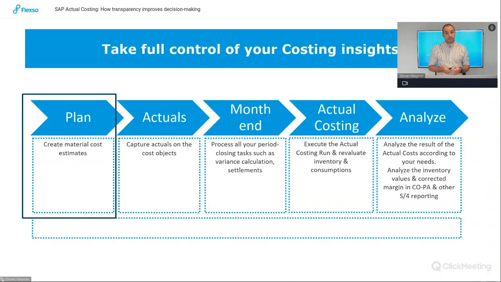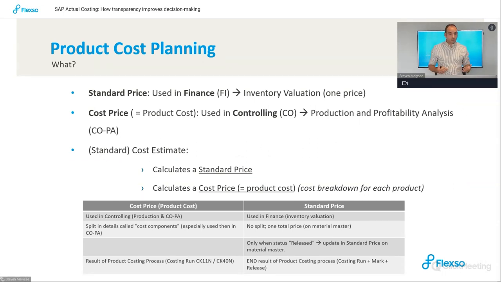Our first step is to plan and estimate our cost price. Now, what is a cost price? An estimated price, what do we use it for? We use this for inventory valuation and for controlling. A standard price, like we know the terminology, is used for legal purposes. Assume the bike that we want to sell at 1,000 has a standard price of 900 euro, then it will be valued in our inventory at 900 euro.